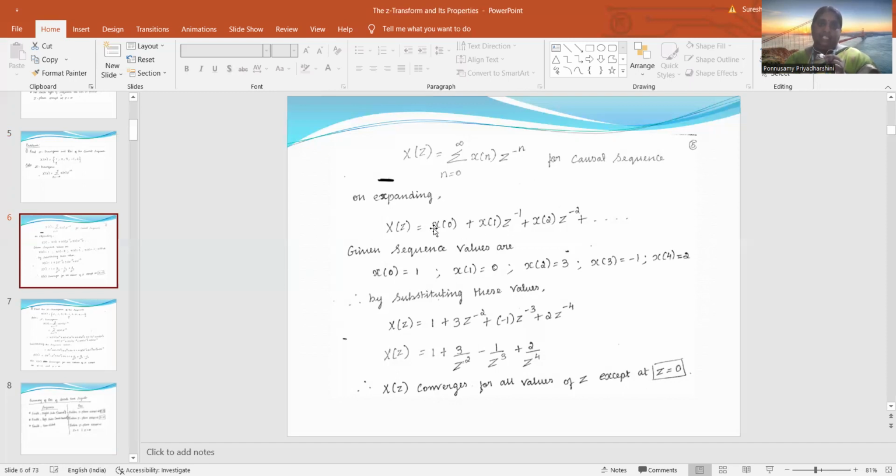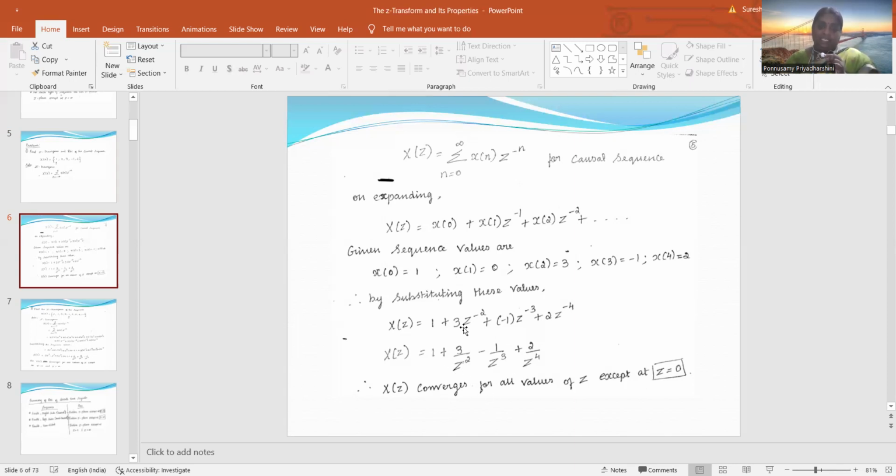On expanding this, you substitute the values from 0 to infinity. How many values are there totally? There are 5 values: x of 0, x of 1, x of 2, x of 3 and x of 4, starting from 0 to 4. By substituting all the values, x of z is equal to 1 plus 3 z to the power of minus 2 minus 1 z to the power of minus 3 plus 2 z to the power of minus 4.